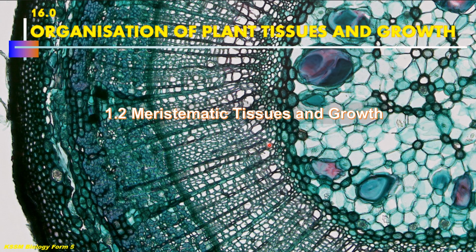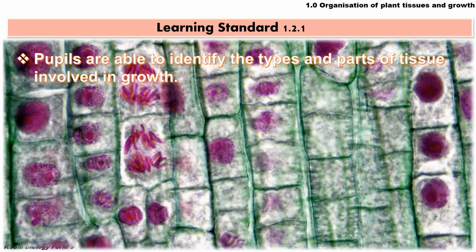So if you remember in chapter 1, subtopic 1.1, the previous video, we learned about the plant tissue. Plant tissue can be divided into two, meristematic tissue and permanent tissue. For this subtopic, we focus more on the first type of plant tissue, which is meristematic tissue, and also the growth of the plants. So the first learning standard, at the end of this lesson, you should be able to identify the parts of the tissue involved in growth.